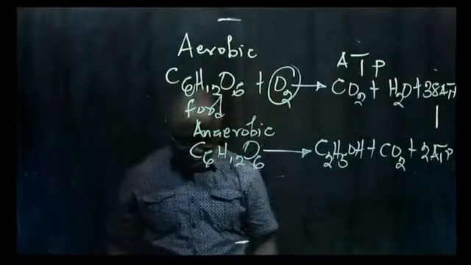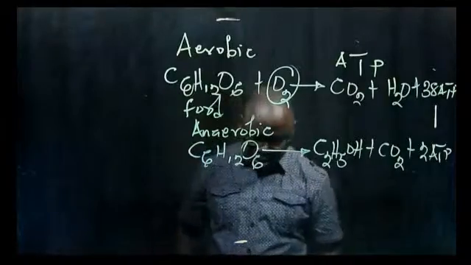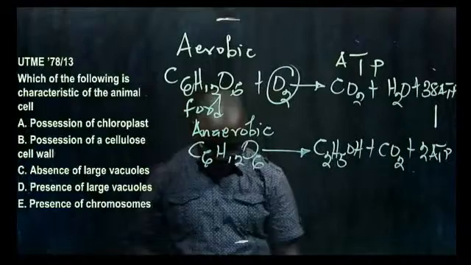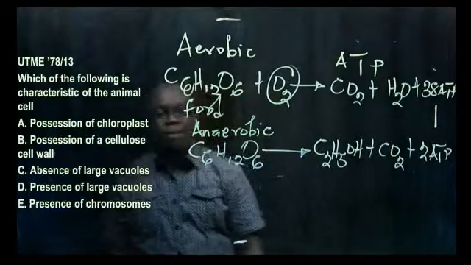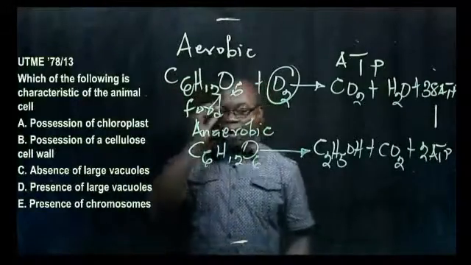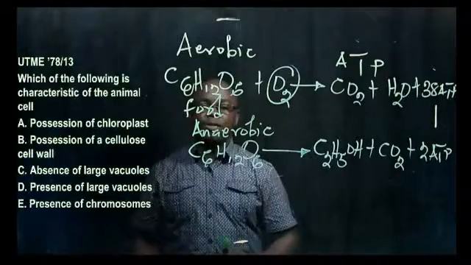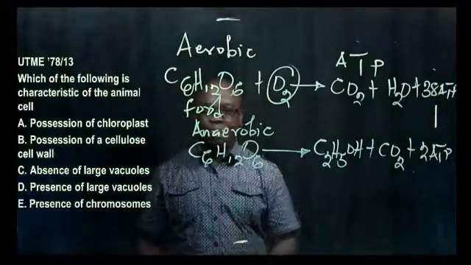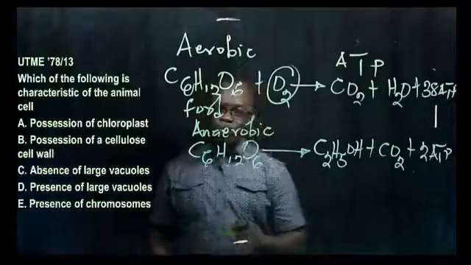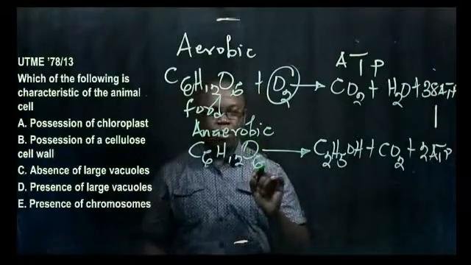Our next question is obtained from JAM 1978, number 13. It reads, which of the following is characteristic of the animal cell? Now, our answer here is option C, absence of large vacuoles. Now, the food vacuole is basically a structure which is used for the storage and the digestion of food materials, and it is prominent in plant cells. Animal cells either do not have a food vacuole, or if they have it, it is very, very minute, very small.